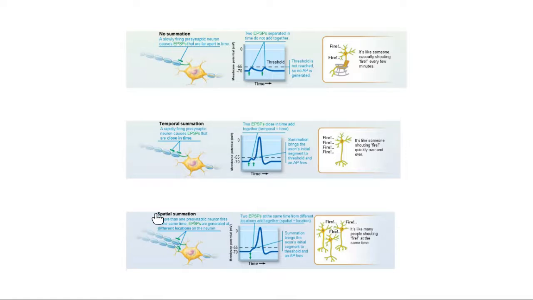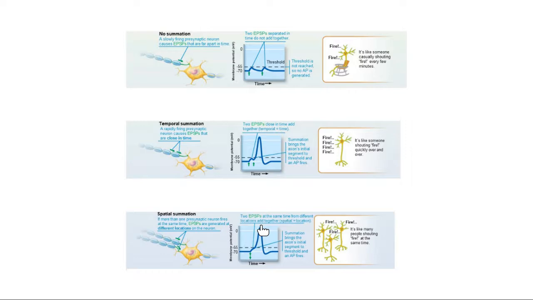And remember, with spatial summation, more than one neuron is talking to my neuron here. So I see a message coming in over on this dendrite. I see a message coming in over on this dendrite. Both of these messages come, and enough ion channels open that I hit threshold and I spike up and talk to my neighbor.